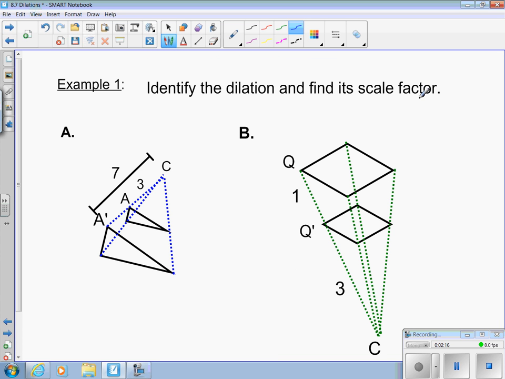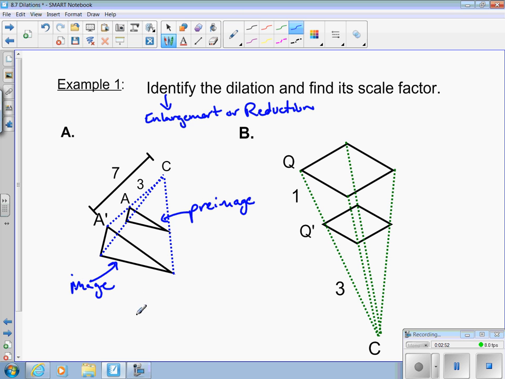So identify the dilation and find its scale factor. So they're asking, is this an enlargement or a reduction? And so in this case, here is my final image, right? And this was my pre-image. So just looking at it, hopefully you see this is an enlargement.